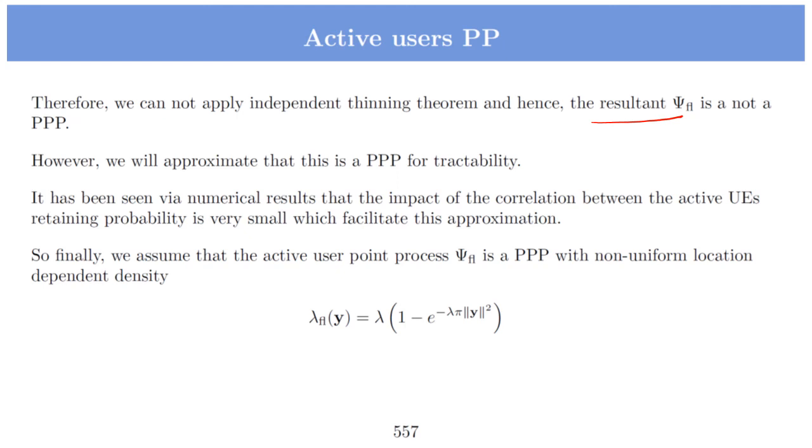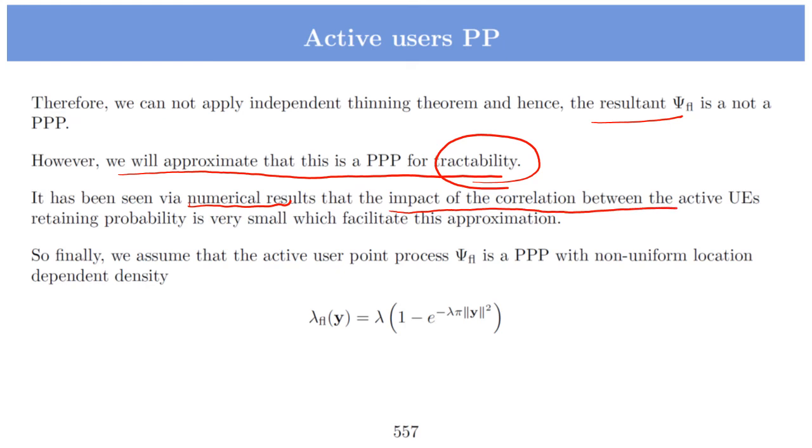What is the actual process? It's very difficult to characterize. That being said, we will approximate it here with a PPP, and that is purely for tractability because a PPP is easier to analyze. But we have to finally show, via numerical results, that this approximation does not affect the accuracy by a significant amount. In other words, you have to show that the impact of the correlation between the active UEs in their activity is small.